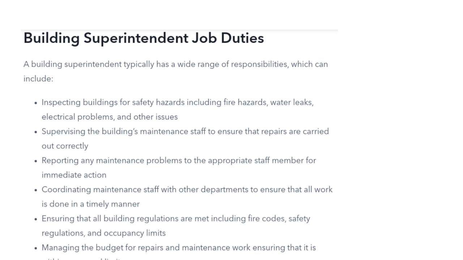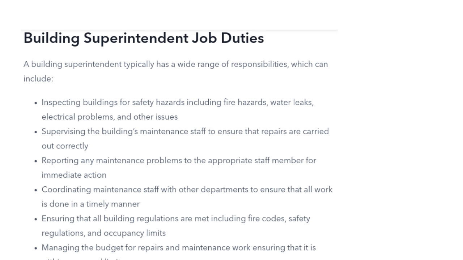So if we go into a building superintendent's jobs or duties, some of these duties include looking for safety hazards such as fire hazards or water leaks and electrical problems and other issues, and making sure that those things get fixed by the landlord or the business that runs the apartment. Now, the other thing is you're going to supervise the maintenance staff to ensure that any repairs are carried out correctly. So if you send out for a contractor to go and do something, then you have to be there to inspect the maintenance.